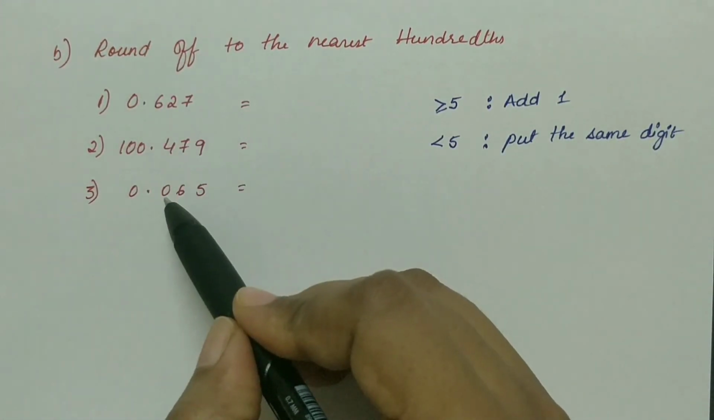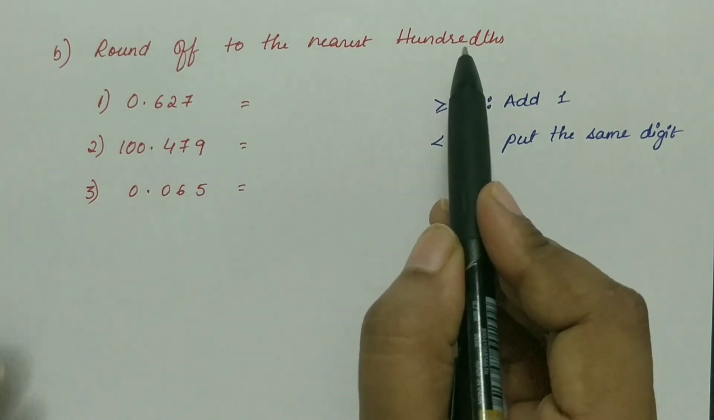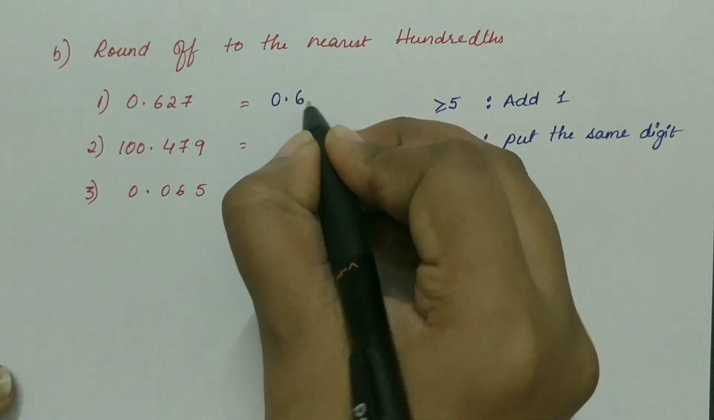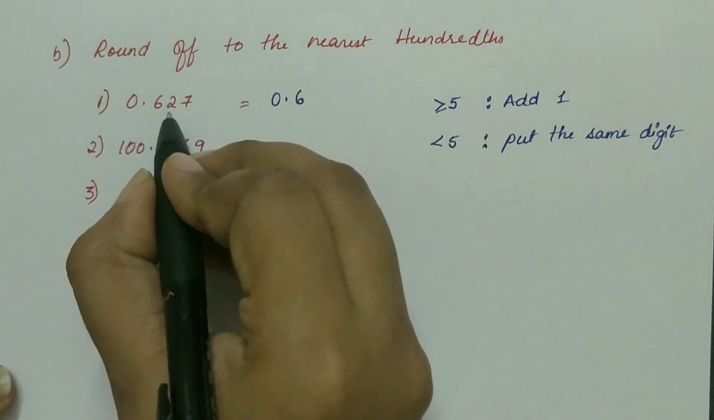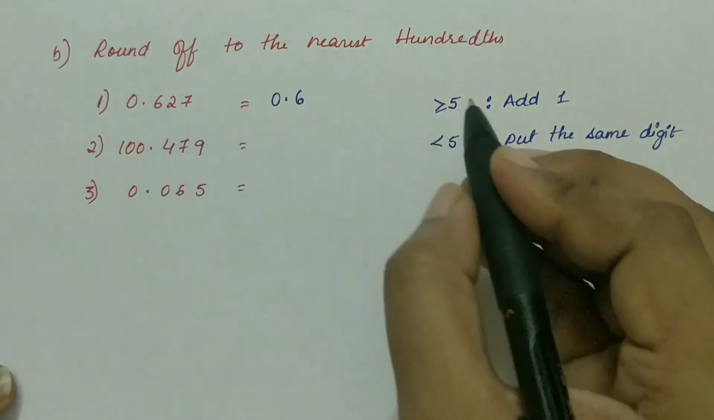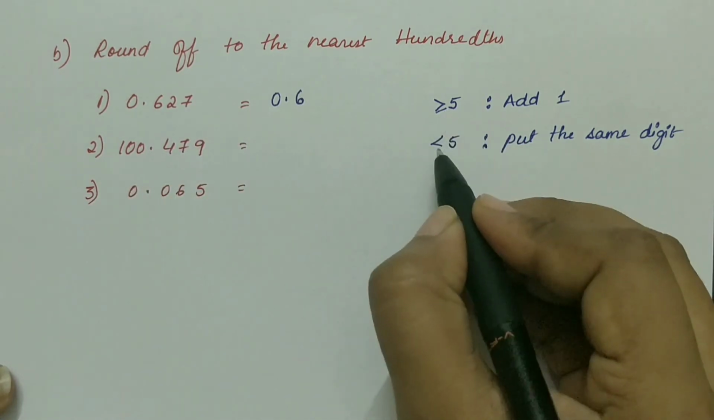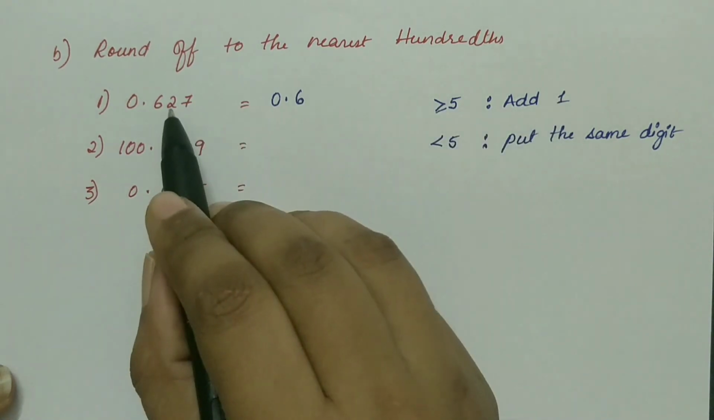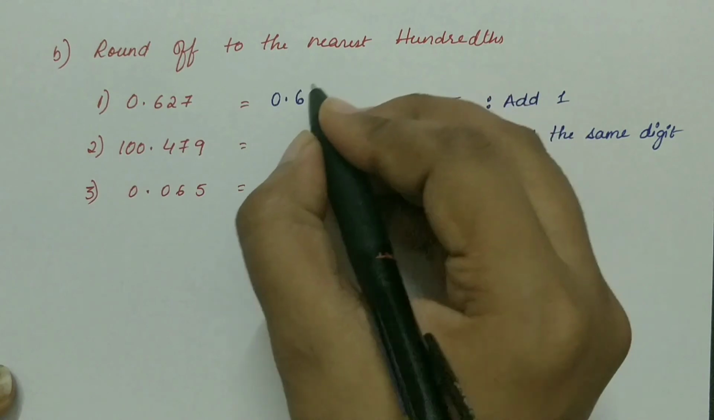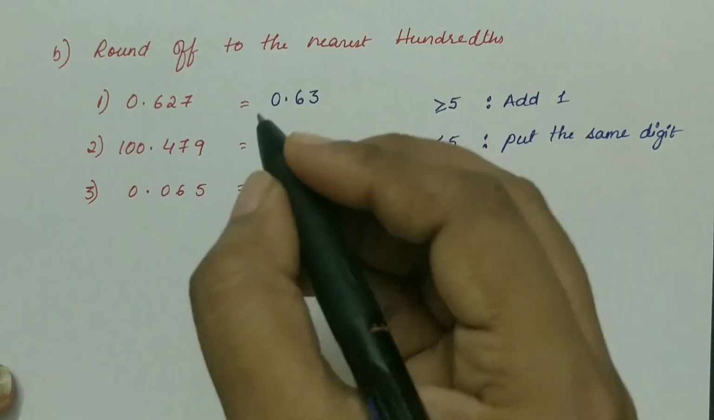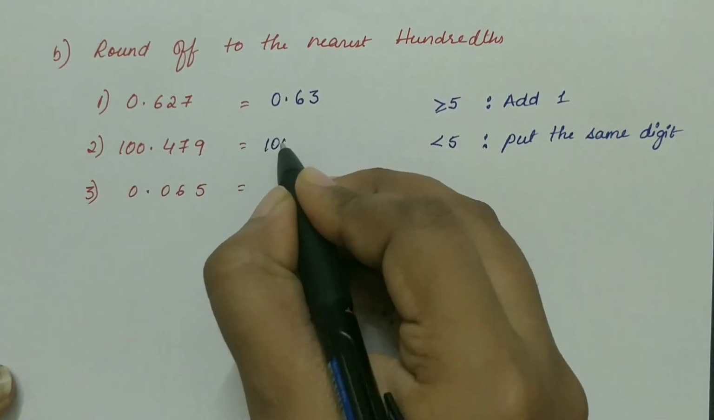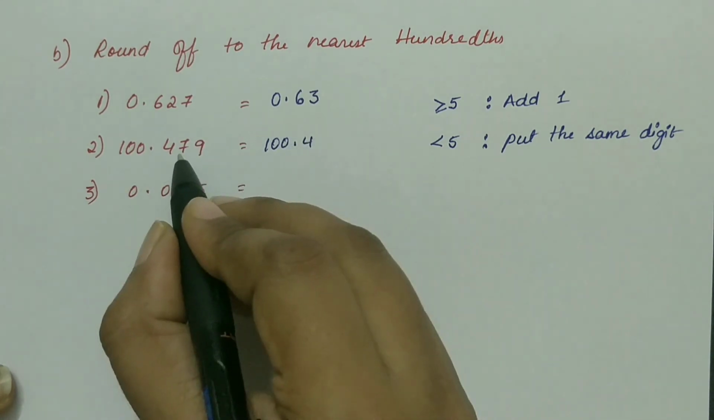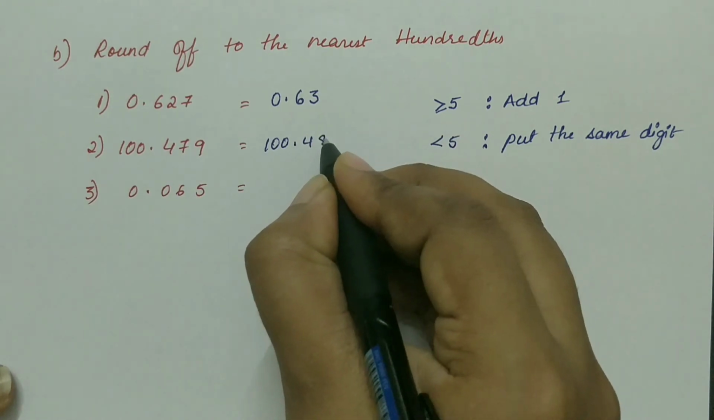Round off the following decimals to the nearest hundredths place. First one, 0.62. Before writing the hundredths place, check the next digit whether it is greater than or equal to 5 or less than 5. 7 is greater than 5, so add 1 to 2. 2 plus 1, 3. Next one, 100.47. 9 is greater than 5. Plus 1, 7 plus 1, 8.